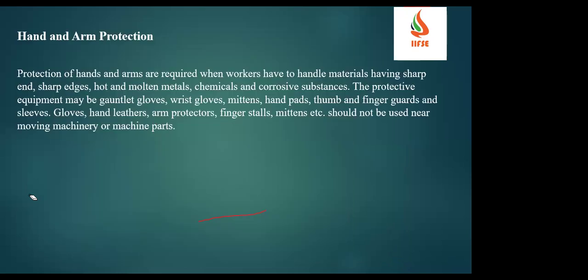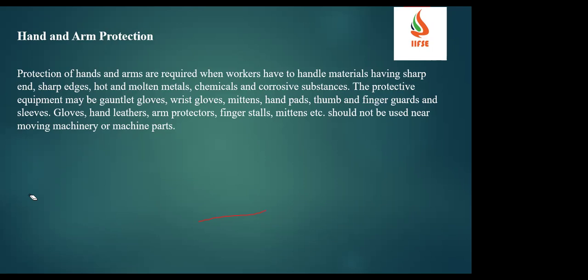Then hand and arm protection. The protection of hands and arms is required when workers have to handle materials having sharp ends and sharp edges, hot and molten metals, or chemicals or corrosive substances. And the protective equipment may be gloves, wrist gloves or mixing gloves.